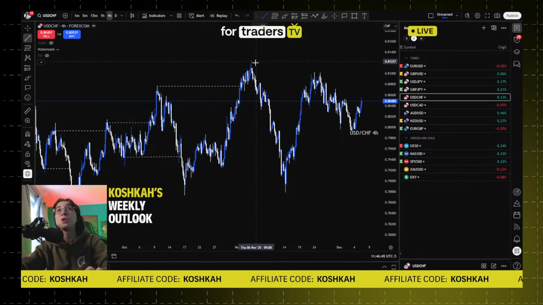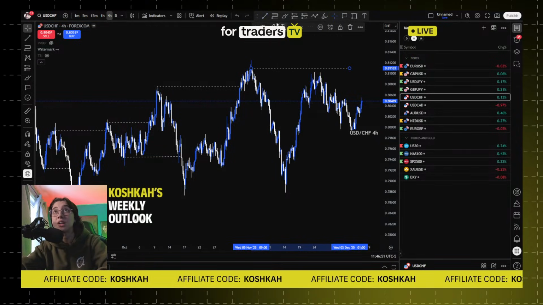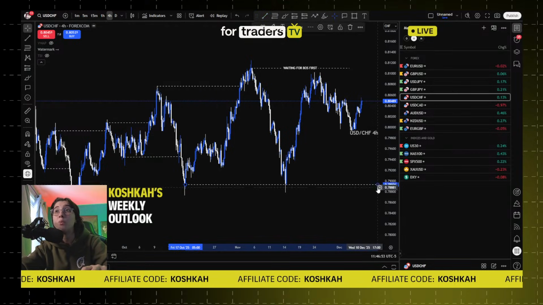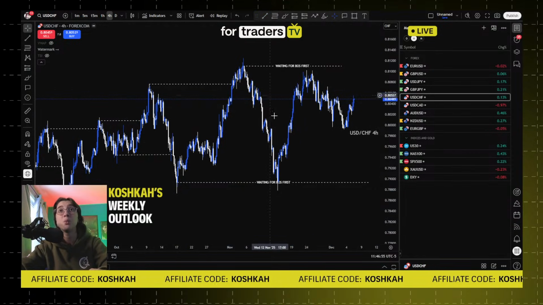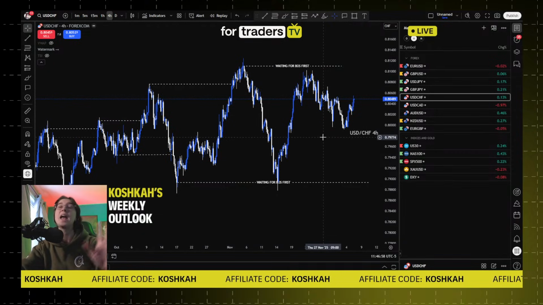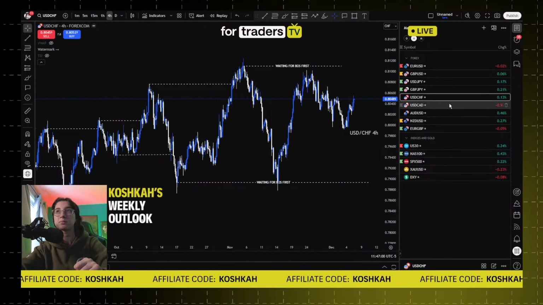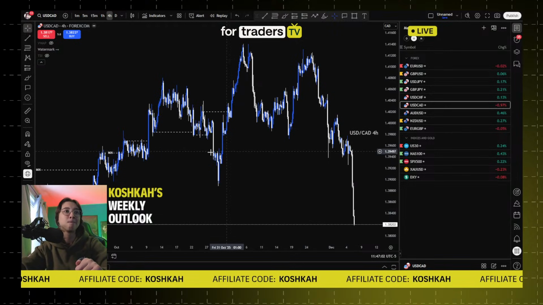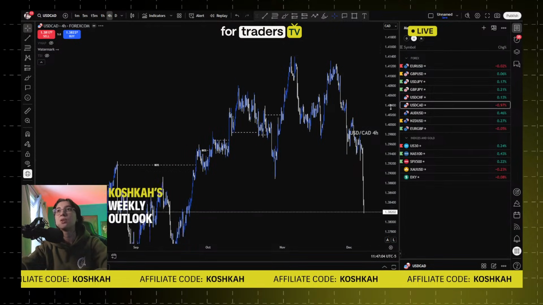So what does that mean? We're gonna wait either for this high being broken or for this low being broken. Basically, you're gonna be waiting until we get out of this consolidation, and then you will be looking for some trades. Okay, so let's go now on USD CAD.